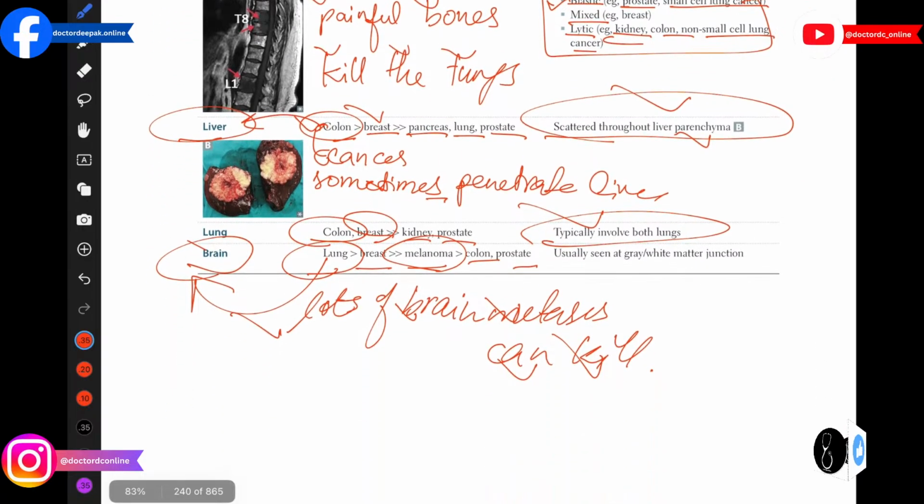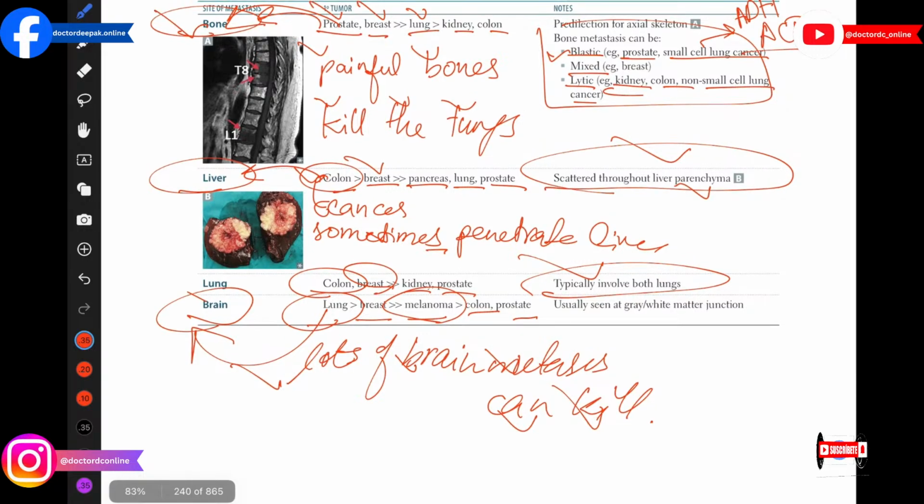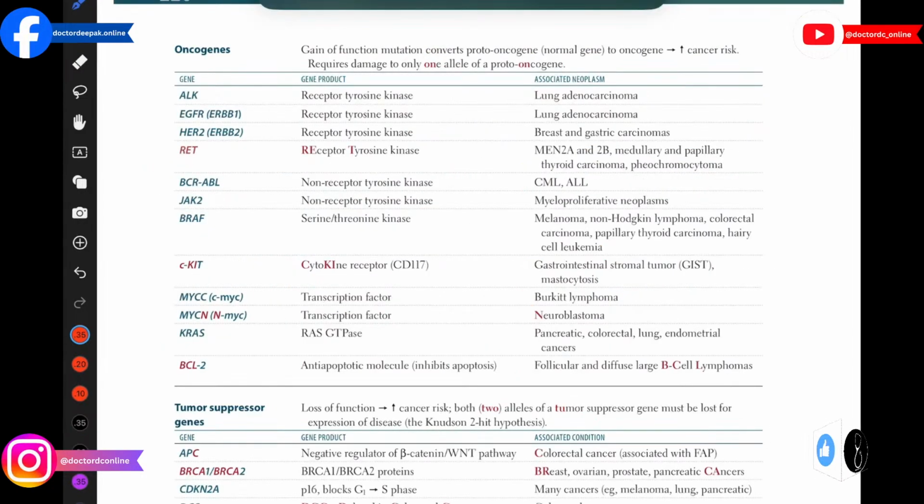And that's all about metastasis. The most important point is regarding the bone: it can be blastic or lytic metastasis, in which there is overgrowth in blastic and breakdown of bone in lytic metastasis. Blastic is seen with prostate and small cell lung cancers, and lytic is seen in kidney, colon, and non-small cell lung cancers.